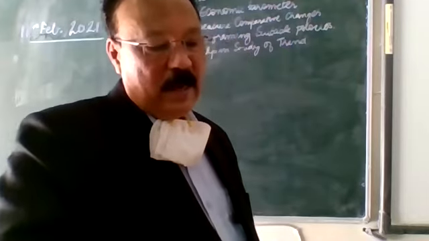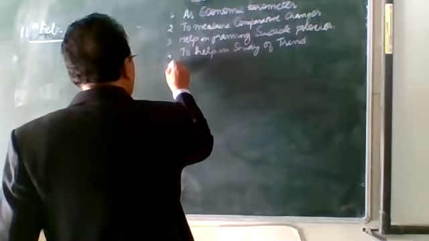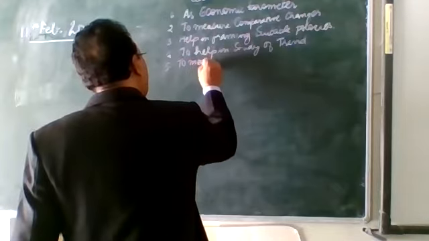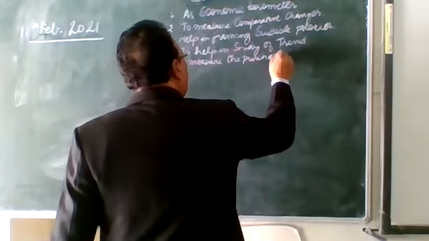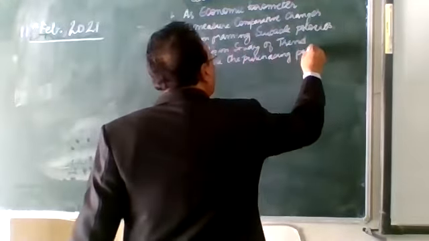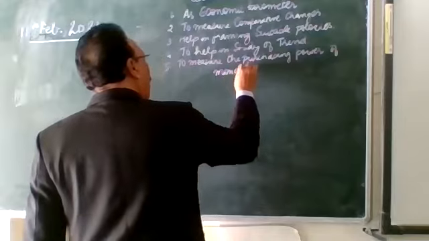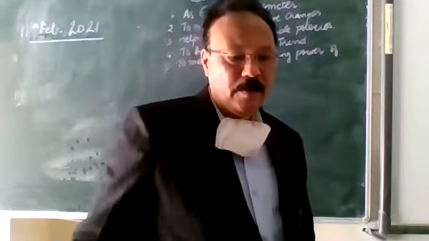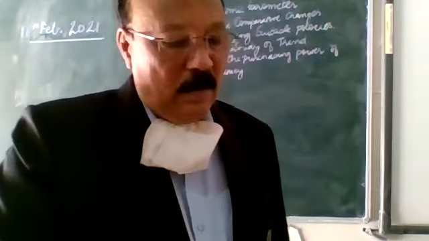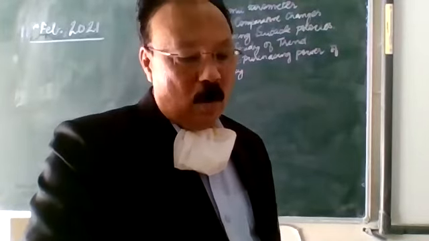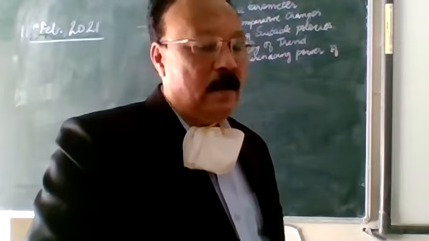Okay, and the fifth and the last point, to measure the purchasing power of money. What does this mean? Index numbers are useful in finding out the intrinsic worth of money as contrasted with its nominal worth.